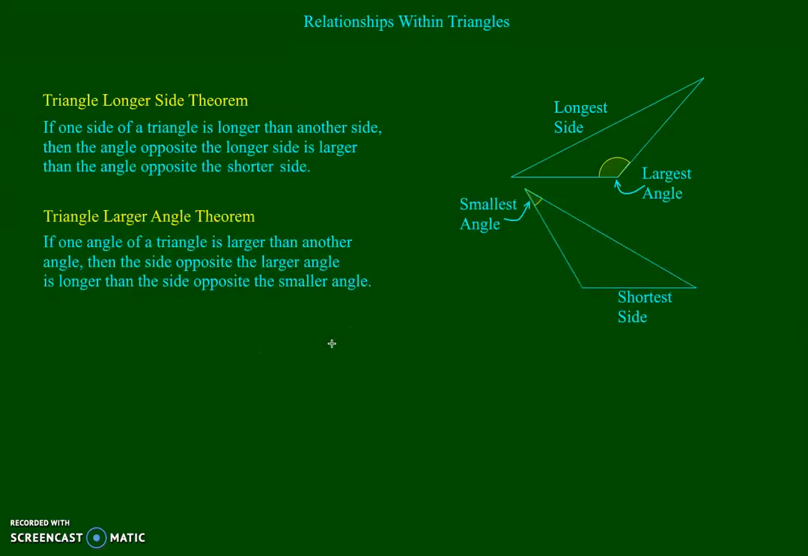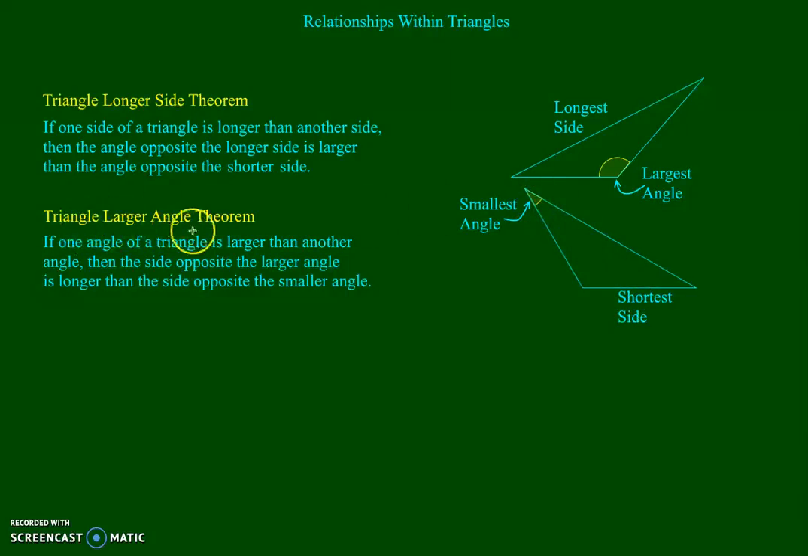In this section, we're dealing with two related theorems. The first one is the triangle longer side theorem, and it says if one side of a triangle is longer than the other side, then the angle opposite the longer side is larger than the angle opposite the shortest side. So it's kind of an obvious statement. If this side is longer than this side, then this angle is going to have to be larger because it has to open further to include that side than this angle has to include this side. So longer side, largest angle, smallest side, smallest angle.